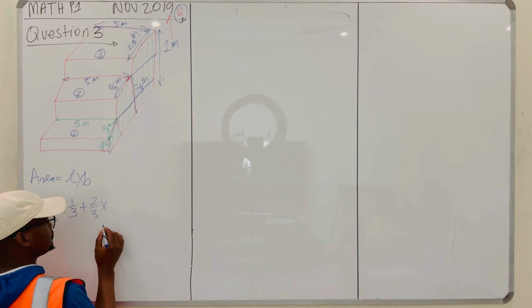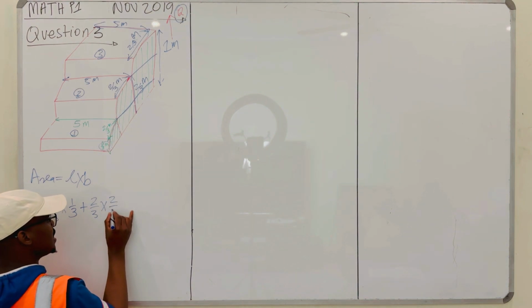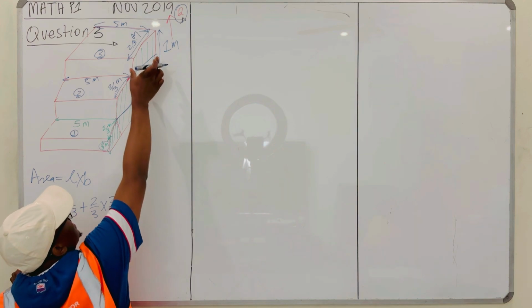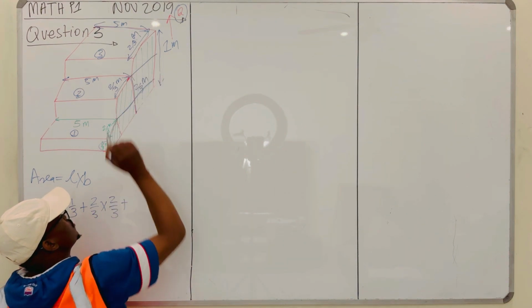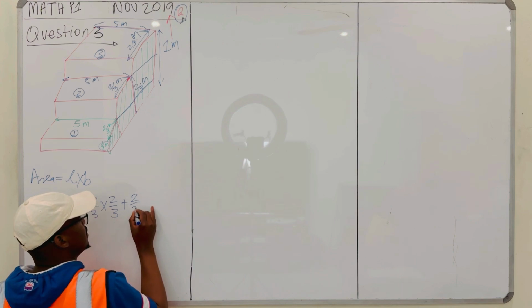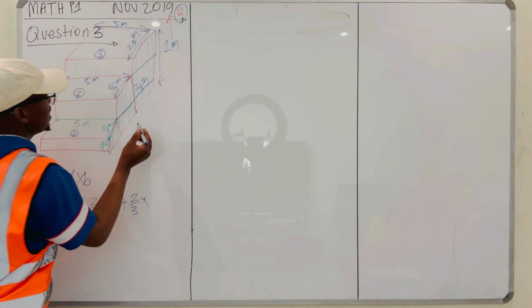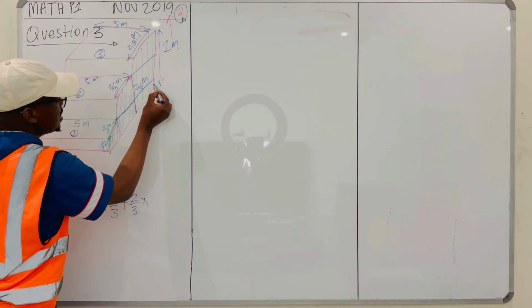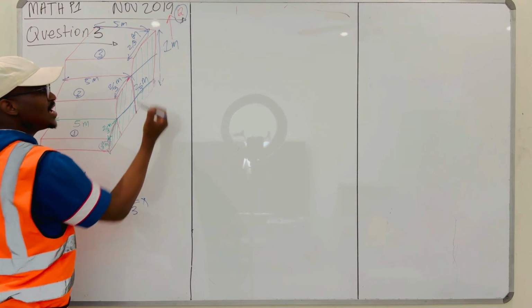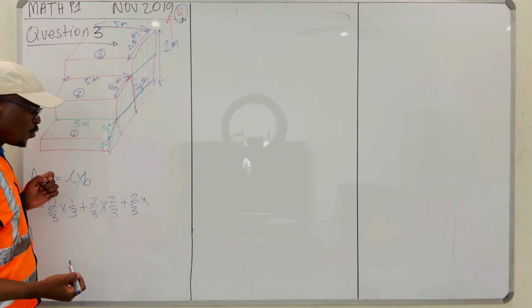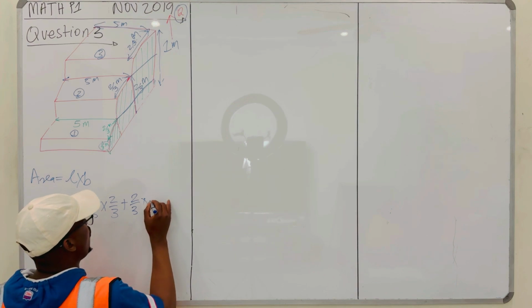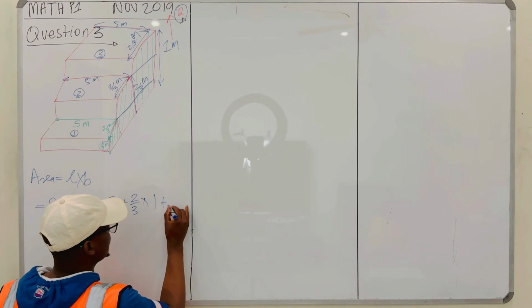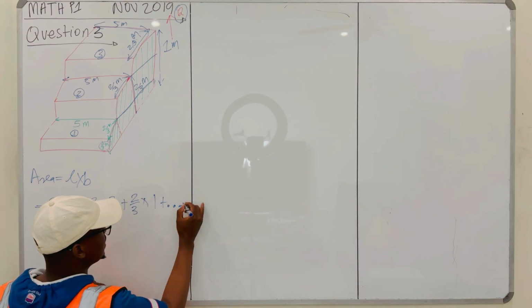what will you get? You will get 2 over 3 plus the area of this one, which is also a rectangle. Length, which is 2 over 3, times depth. What is your depth? Your depth is this 1 over 3 plus the second 1 over 3 plus the third 1 over 3. So what do you get? You will get 1 meter, plus up until the last one.